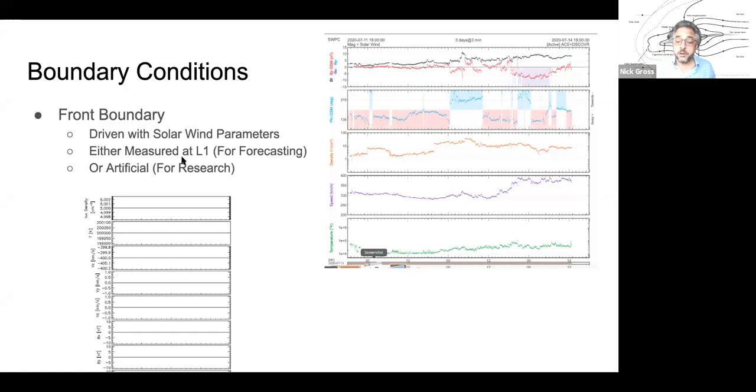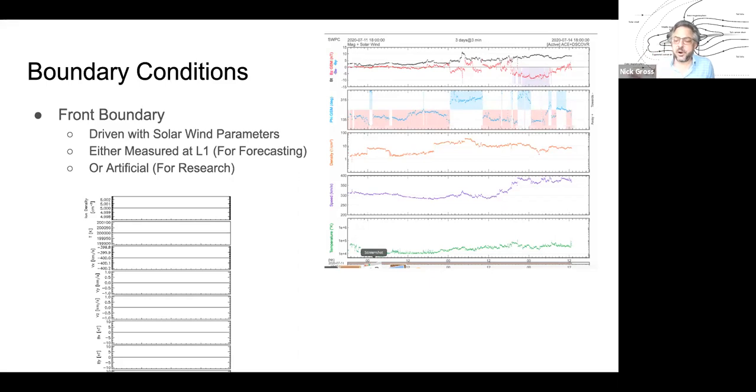So you could, and people often do, feed in real solar wind conditions measured at L1 with the magnetic field, the density and the speed and et cetera, all the plasma parameters that you need to drive the front end of this simulation. That is definitely used for forecasting. In fact, SWPC now has a magnetosphere model that is running in real time. So it's feeding this in real time. And as it gets a measurement for the solar wind conditions, it updates the model.